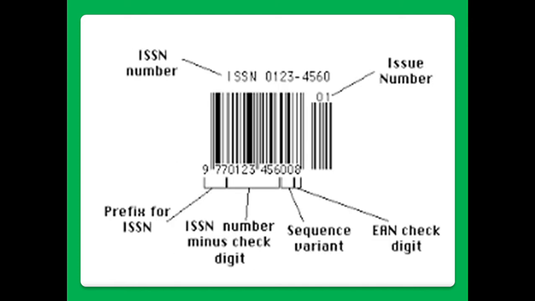So here I have given another model. This is an ISBN number. This is the ISBN number. Prefix ISBN number 979, and they have a minimum sequence of variant. Sequence of variant means this will vary depending upon the books.